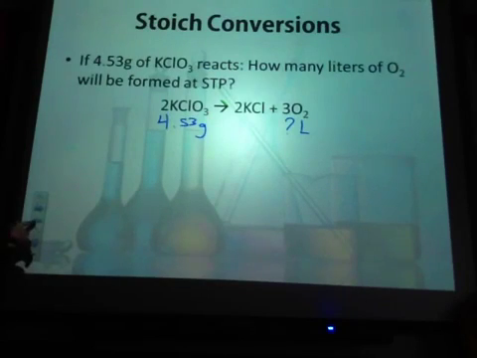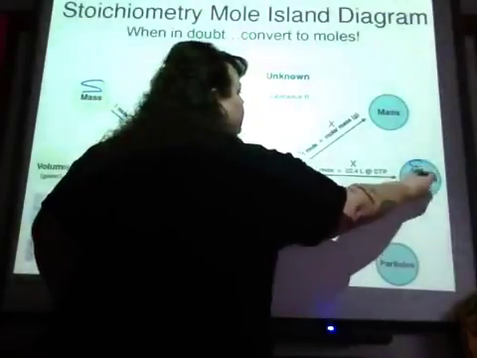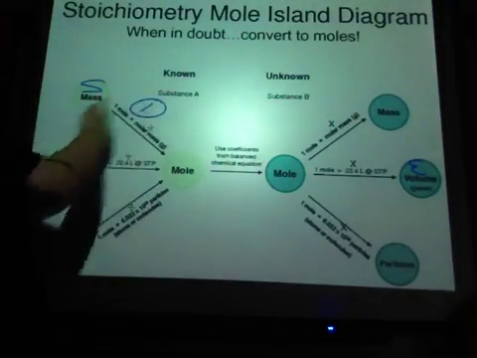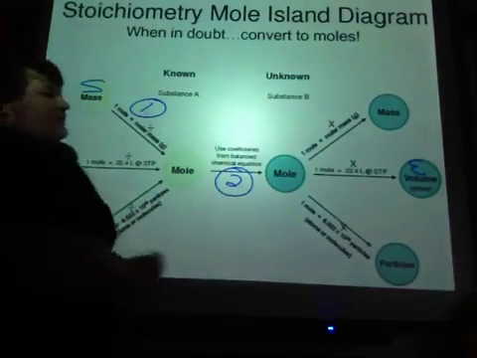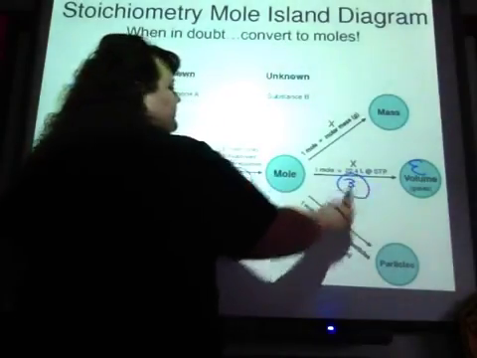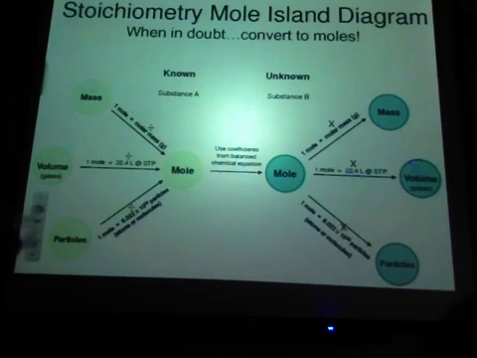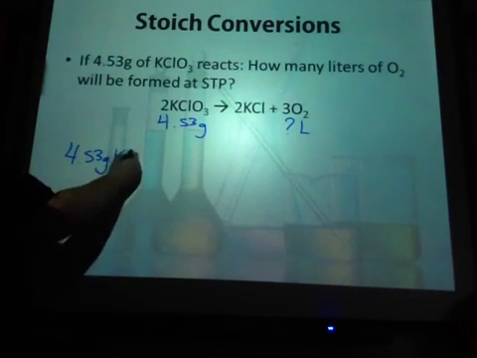So if we look at our roadmap, we're starting in grams. Remember, that's a mass. We're starting up here, and we're ending in liters, or volume. So we're ending down there. So first step, like normal, we've been doing, using our molar mass. Step 2, we're using our coefficients. Step 3, we're using our volume, so 22.4. Okay, so start with 4.53 grams of KClO3.